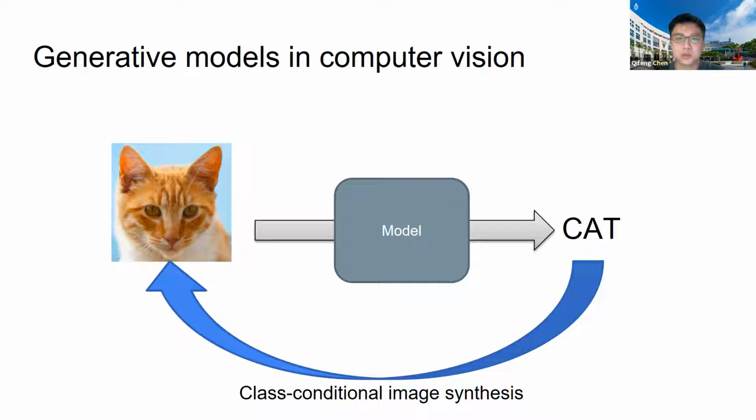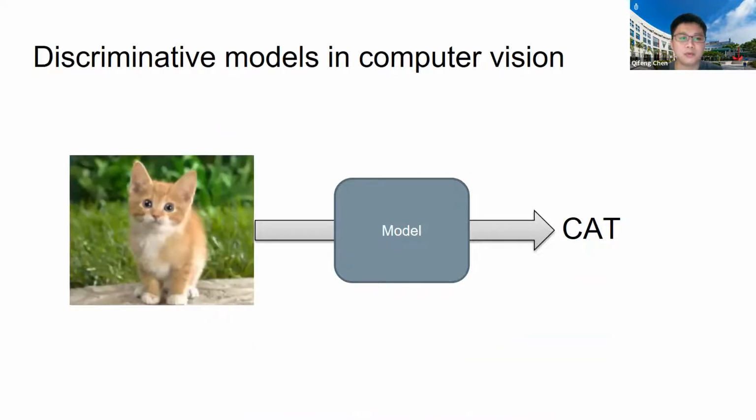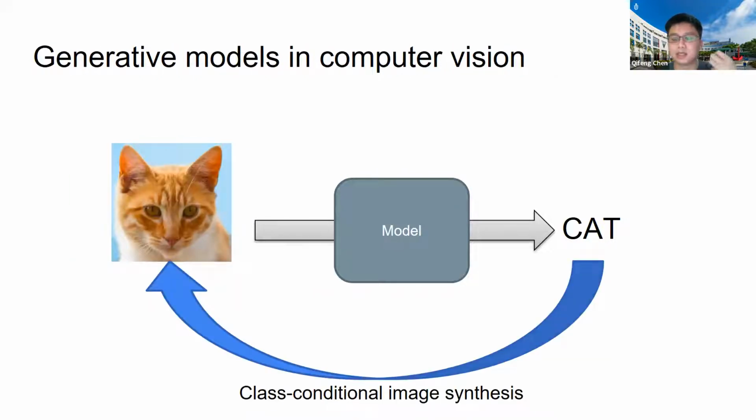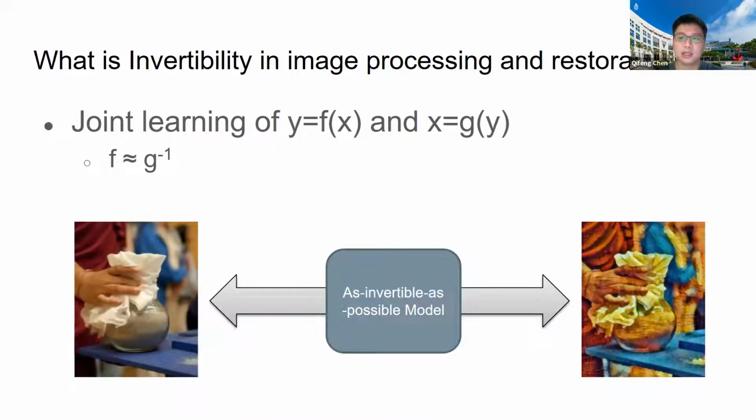So this is a reverse task, but in practice, it is impossible to generate the exact cat we see here, because given the information like a cat, we only have very little information. But if you look at the task of image processing, the input may be an image, and then the output is also an image. So we may think, can we learn a model that could perform two tasks at the same time?